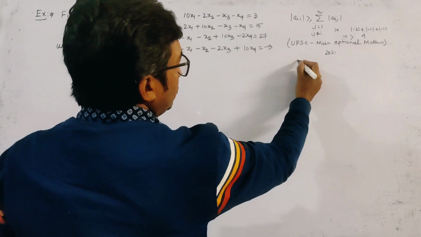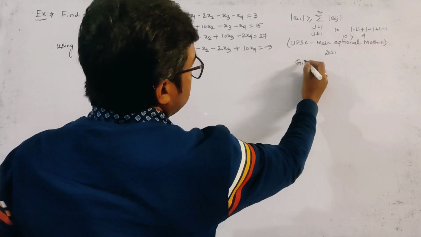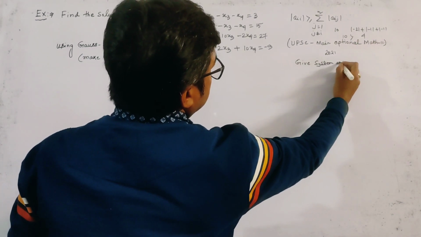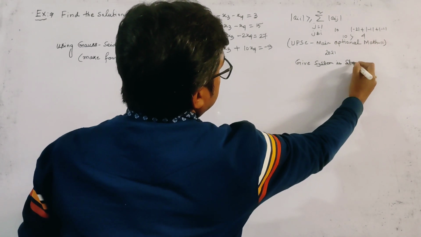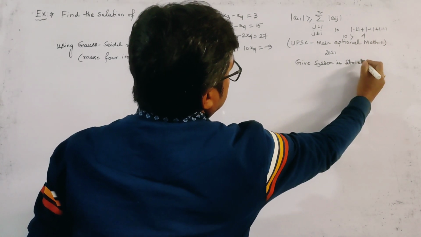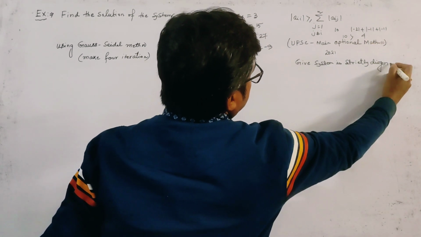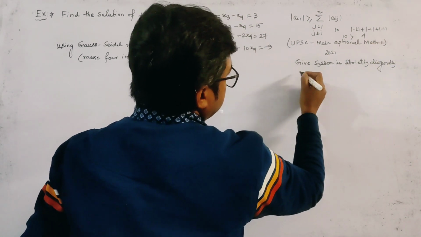Okay, here we write: given system is strictly diagonally dominant.